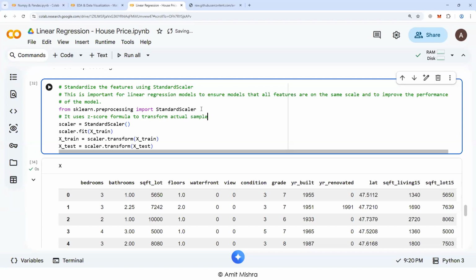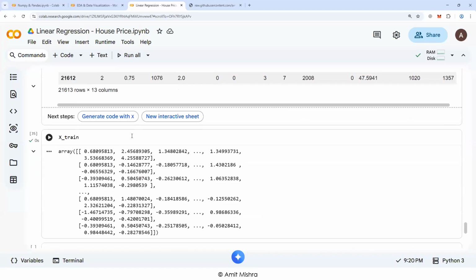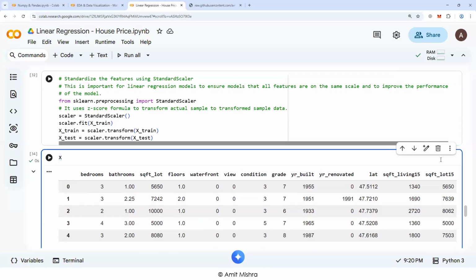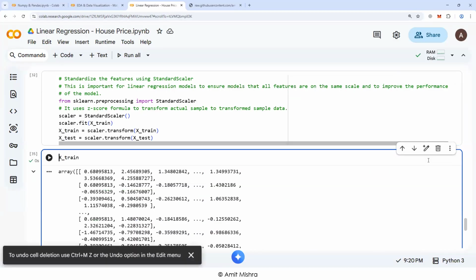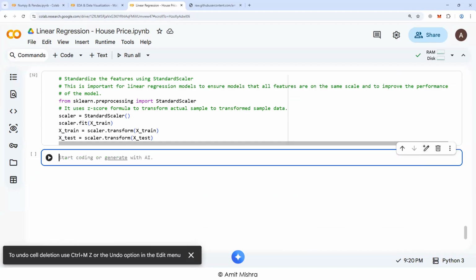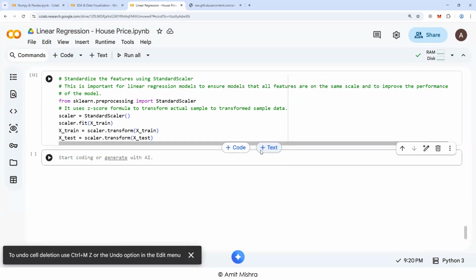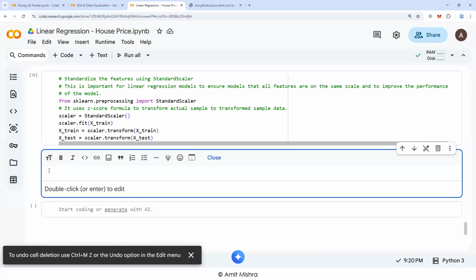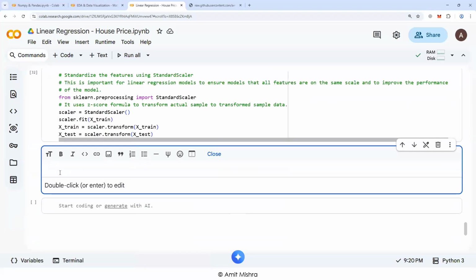Actual sample to transform sample data. Okay. So it is required in linear regression model, and without this the model performance may go down. If you apply it on the original data set, your accuracy or the performance of the model will be a little dipped.